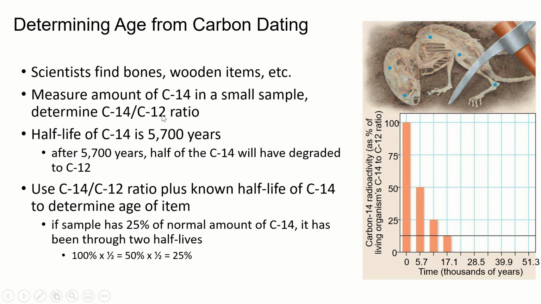Now, we know how much carbon-14 and carbon-12 are in things of a certain age, and I'll get to that in just a moment. We know that the half-life is 5,700 years. So we use that ratio to determine how old the thing is, okay? If it has 12.5% of the carbon-14 that we would have expected it to have, then it's 17,000 years old, okay? Does that make sense? Right.